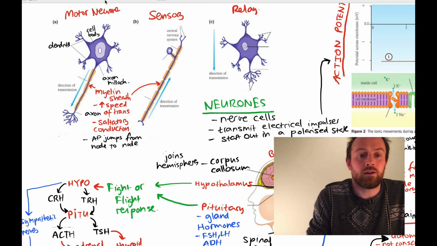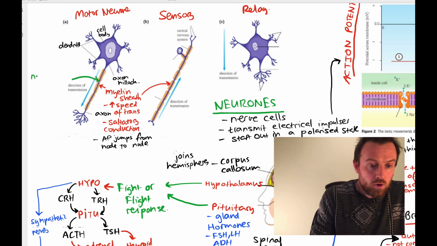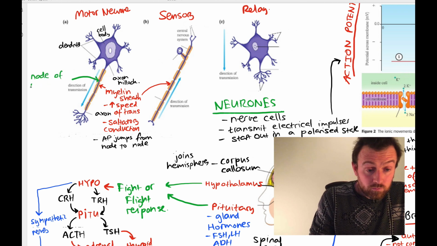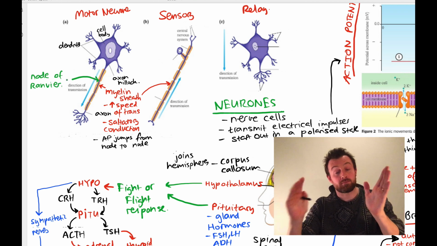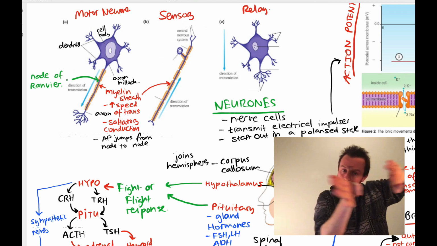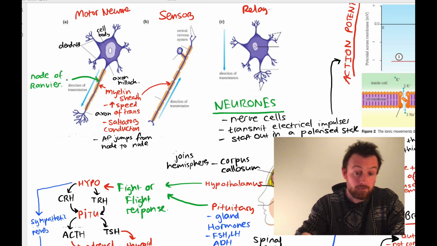Node, you might say? What node? This node here. The little gaps in the myelin sheath are called nodes of Ranvier. And if it's myelinated, the action potential doesn't move smoothly along the axon, it jumps, jumps, jumps, jumps. It means it goes faster.